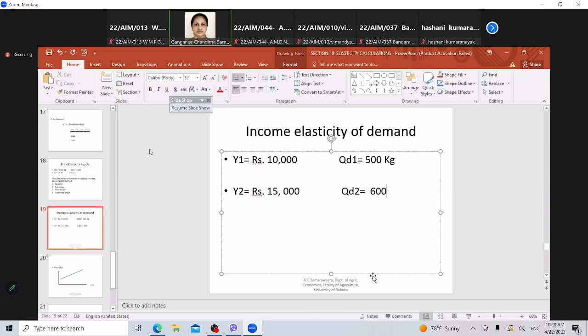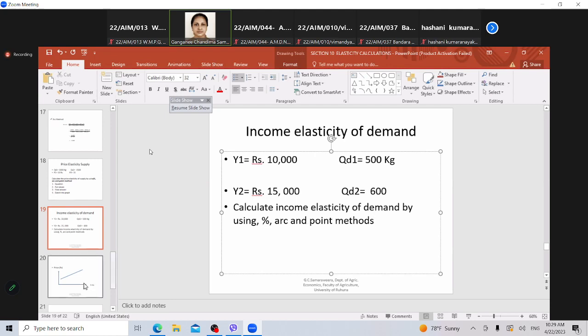Okay. So for the last calculation, please try this. And if many are getting it, we can stop. Please do it now very carefully. If you can draw the lines, you can, but meantime we'll do the calculation only. Calculate income elasticity of demand by using percentage, arc, and point methods. I'll give you exactly 10 minutes. Now please try.